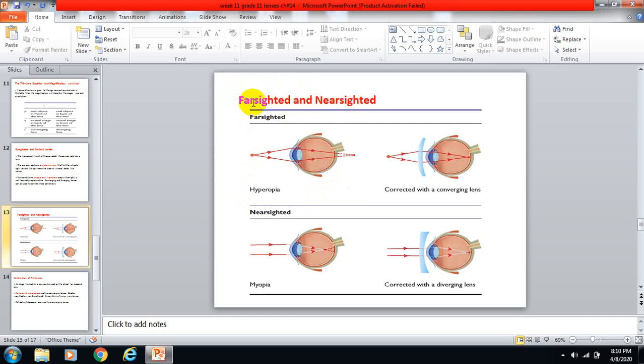Okay, for farsightedness we call it what? Hyperopia. For the correction we are going to use the converging lens, and for the nearsighted area, or for this factor, we call it what? Myopia, and it can be corrected by using the diverging lens, you can correct this factor or this deficiency.